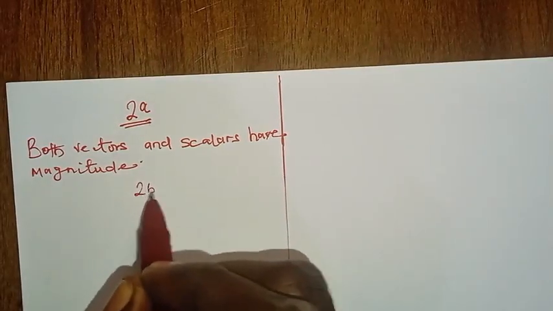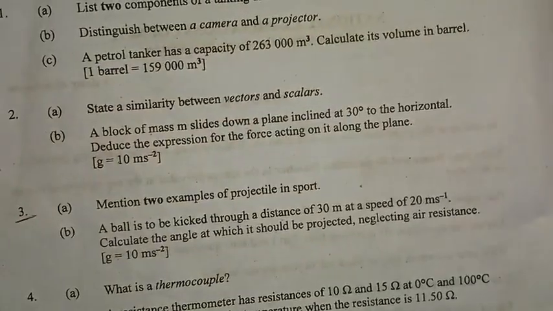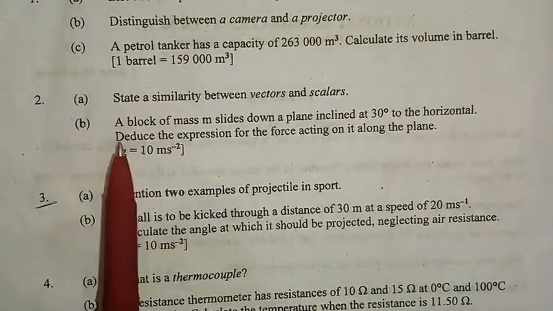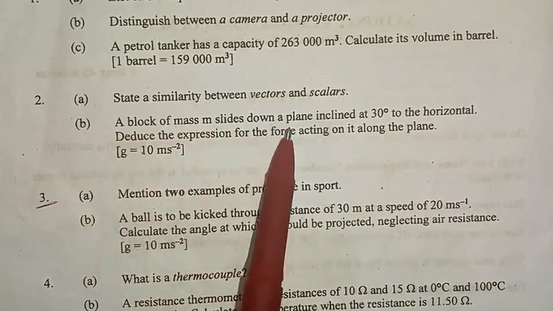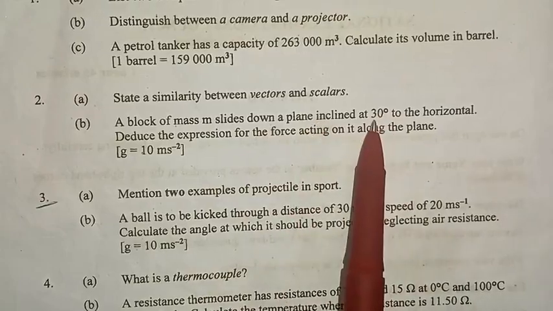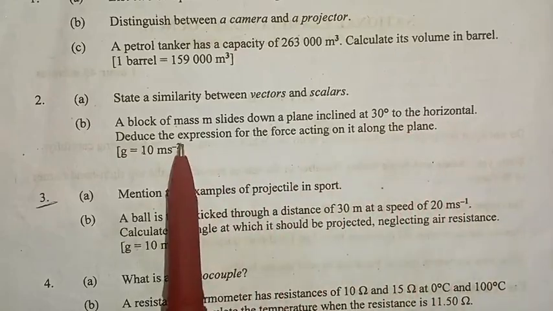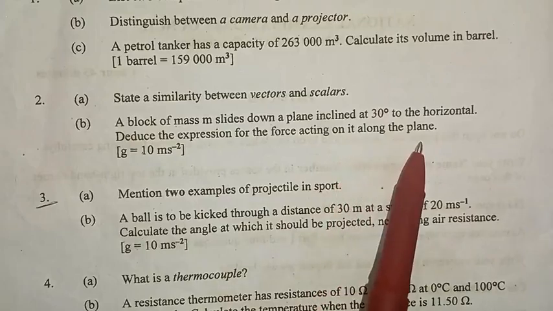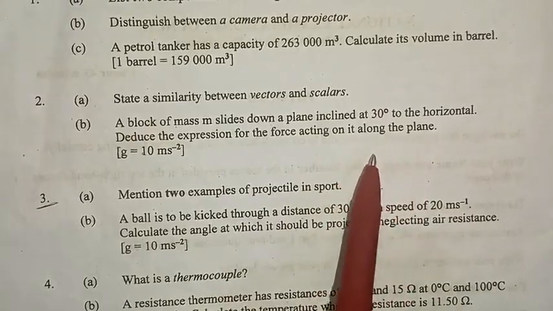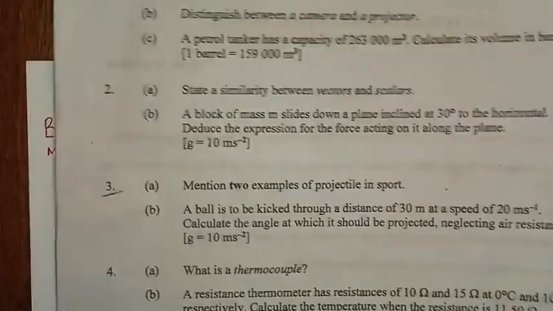So question 2b said, a block of mass m slides down a plane inclined at 30 degrees to the horizontal. Deduce the expression for the force acting on it along the plane, and take g to be 10 meters per second squared.